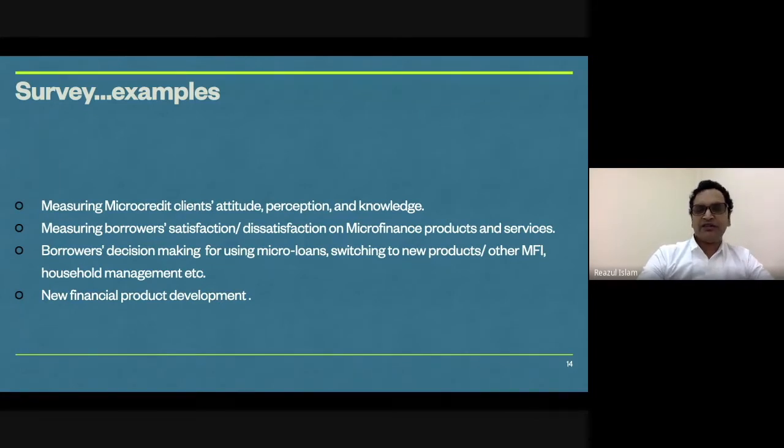If we want to measure microcredit clients' attitude, perception, and knowledge of a certain product or scheme, or if we want to measure borrowers' satisfaction or dissatisfaction with microfinance products and services, or their decision-making for using microloans, or whether they are switching to new products or a new microfinance institution, or their household management, etc. Or if a microfinance institute develops new financial products and wants to see borrowers' perception towards these products, their acceptance, their reaction, the survey method seems very appropriate and suitable.